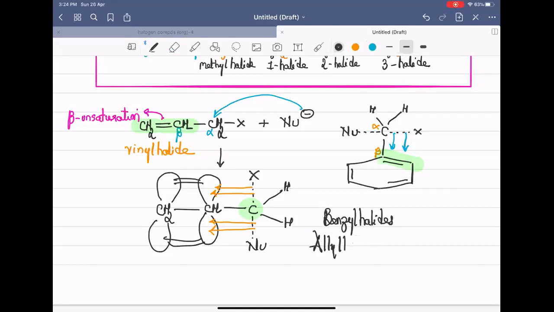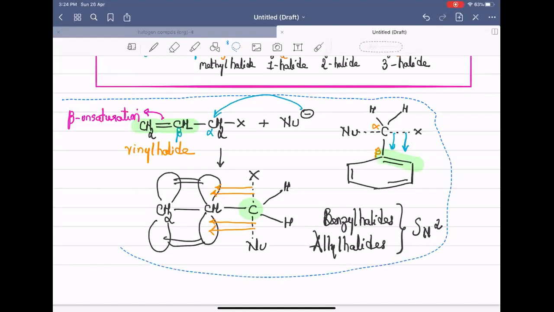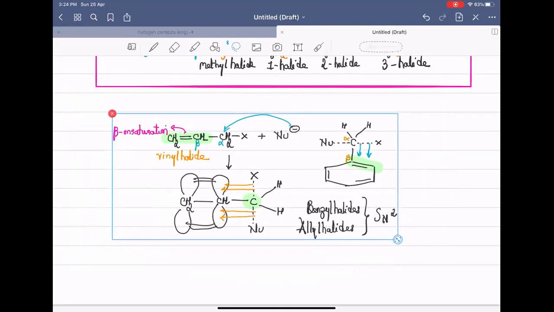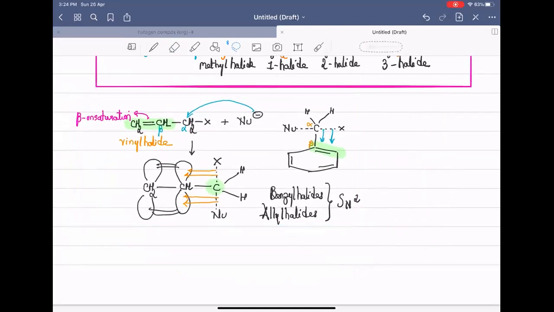Allyl halides, right? They do give SN2, although our book would never give this, but yes, they do. Such questions are given in competitive exams. I've written vinyl, I'm extremely sorry, this is allyl. So they do ask questions wherein allyl halides and benzyl halides are supposed to show SN2 reaction. That's because the transition state or the pentavalent carbon can release some of its electron density into the beta pi orbitals, and that is how it stabilizes itself.